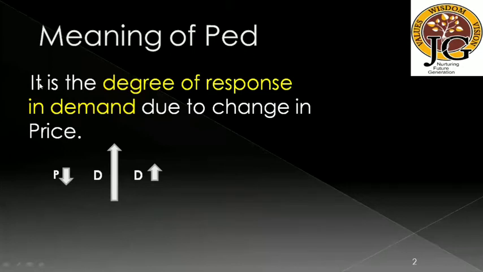Now, price elasticity of demand is the degree of response in demand due to change in the price of the product. Now, if the price of the product decreases, and as a result, if the demand rises by a very large extent, it will mean that the price elasticity of demand is high. On the other hand, with the decrease in the price of the product, if its demand increases but only slightly, it would mean that the price elasticity of demand is low.